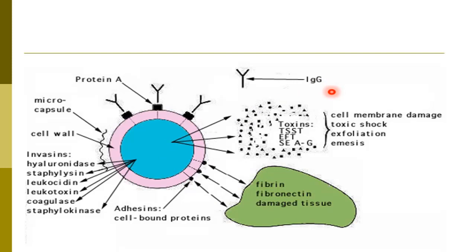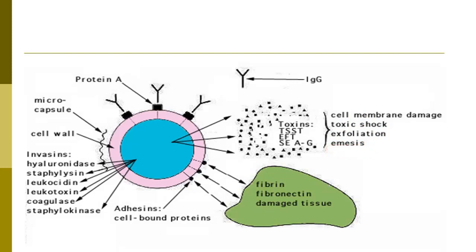Also, in addition to all of these virulence factors, there are many important toxins which cause damage to the membrane of the cells. These toxins are toxic shock syndrome toxin, exfoliative toxin, and staphylococcal enterotoxins. Okay. Regarding toxic shock syndrome toxin, it causes toxic shock syndrome. Exfoliative toxin causes exfoliation, while staphylococcal enterotoxin A to G causes emesis. All of these toxins cause cell membrane damage.